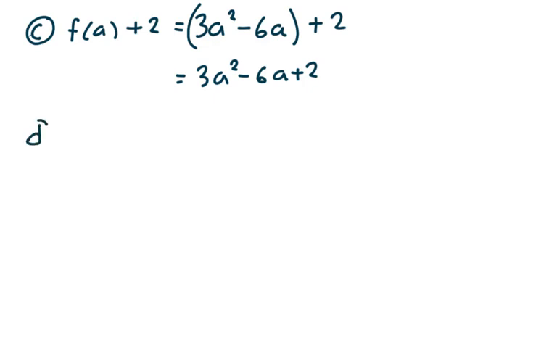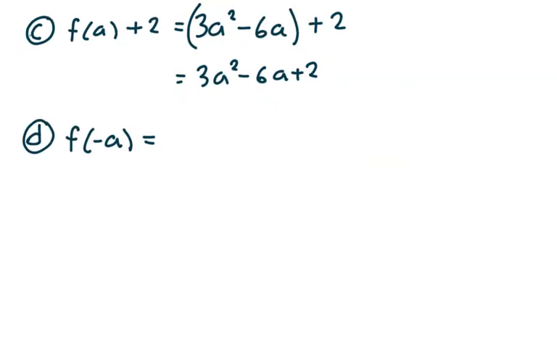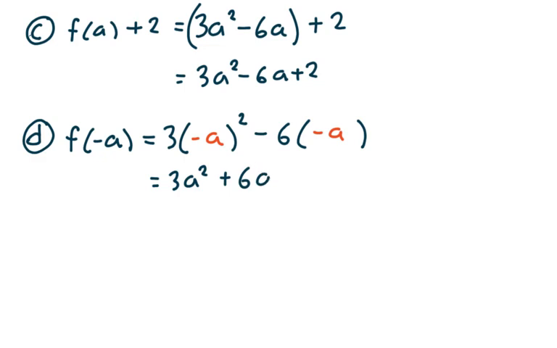And then part D, what if I wanted f of negative a? Wherever I see an x, I'm going to put in open parentheses first, right? And then in those open parentheses, I'm going to put a negative a in there. But when I take a negative and square it, I get a positive. Okay? And so here I get 3a squared. A negative times a negative is a positive, so I'm going to add 6a back. And I'm done.